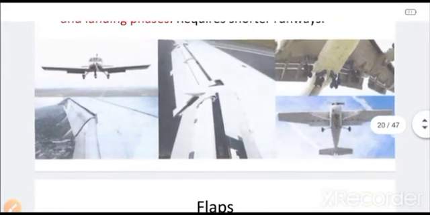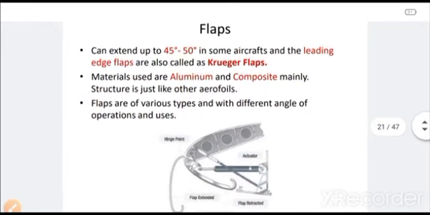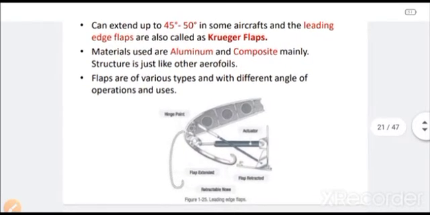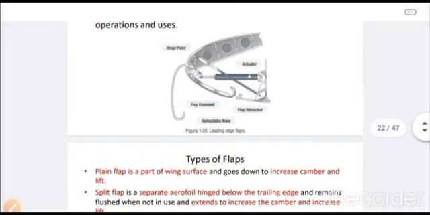So you can see over here the flaps are deployed in this picture. There are many pictures given. Then what is the degree of movement of the flap? It can extend up to 45 to 50 degrees maximum in some cases. And the leading edge flaps, which move from the leading edge, just like in the picture you can see. This is the flap that has come down from the leading edge in order to increase the leading edge camber also. Those are called Kruger flaps. And the material used is aluminium or maybe composite in some cases. And the flaps are of various types with different angles of operations and uses.